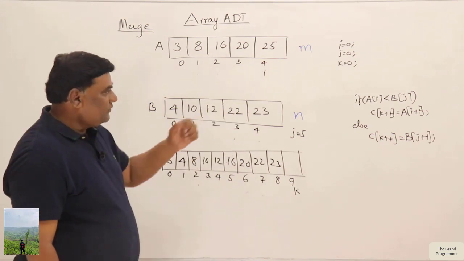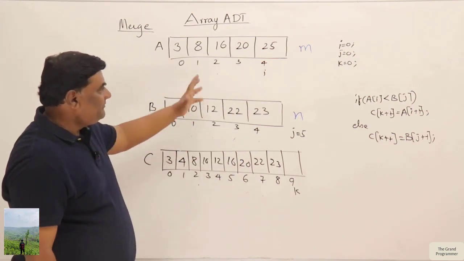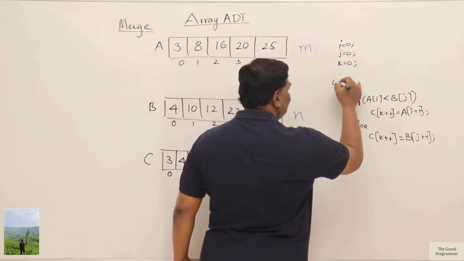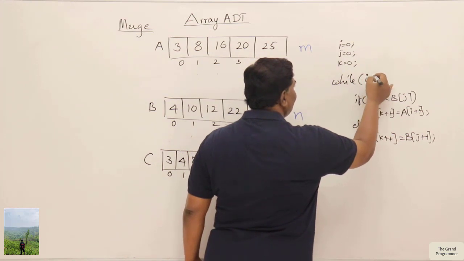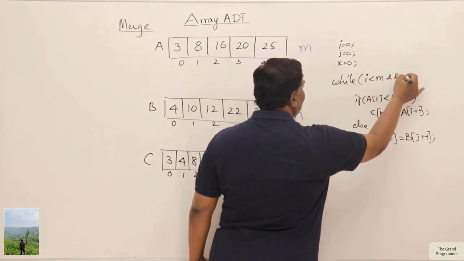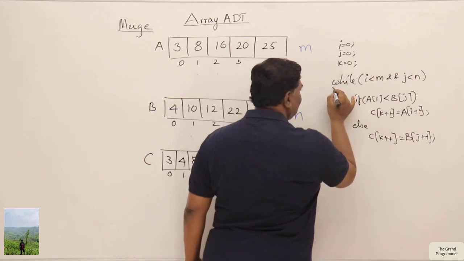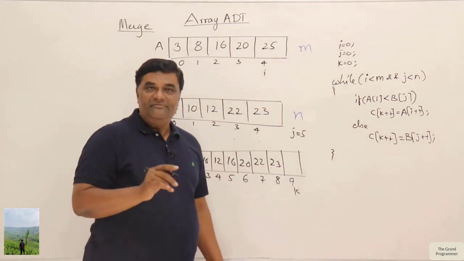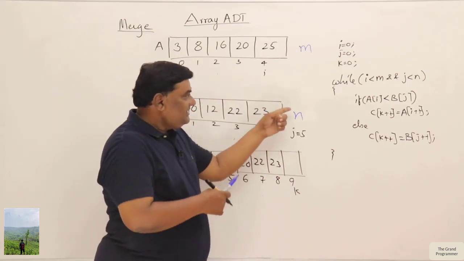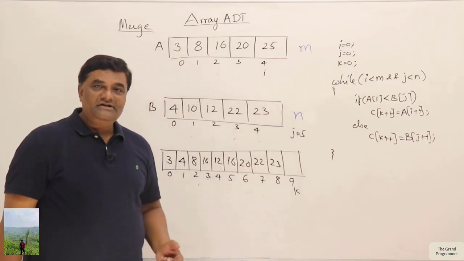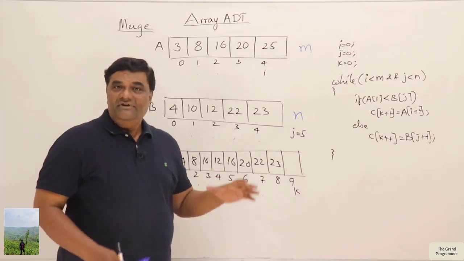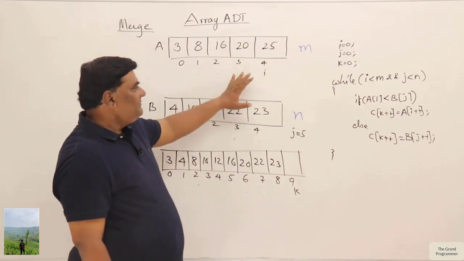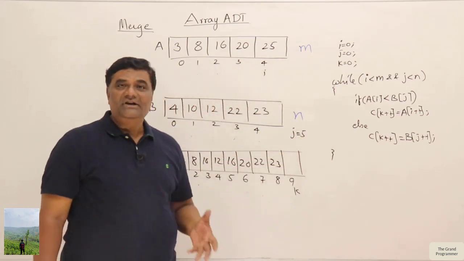Now let me complete the code. See, I was comparing and copying every time. Repeatedly I was doing this while I is less than M and J is less than N. Compare and copy. But we stopped when J became equal to N. So when it is less than N, we were continuing. When it is equal to N, we stop. We have to stop if either the first list ends or the second list ends. Means when I becomes equal to M or J becomes equal to N, we have to stop.